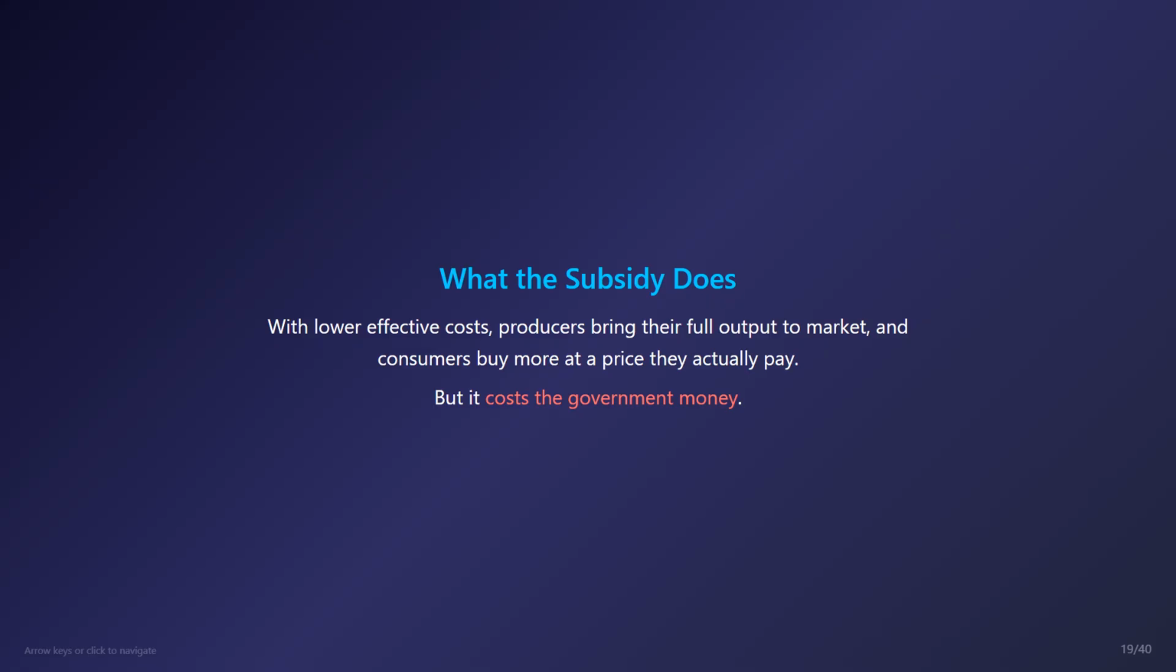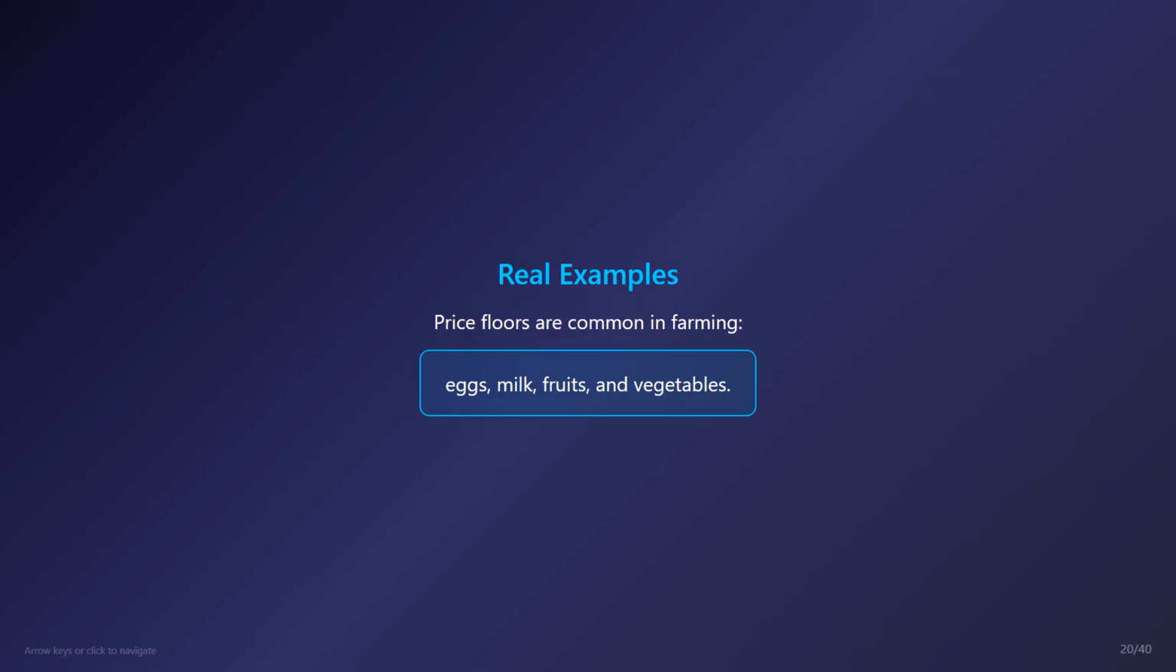With those lower effective costs, producers bring their full output to market, and consumers end up buying more at the price they actually pay. The catch is that the subsidy costs the government money, paid out of the public budget. Where do we see price floors in real life?